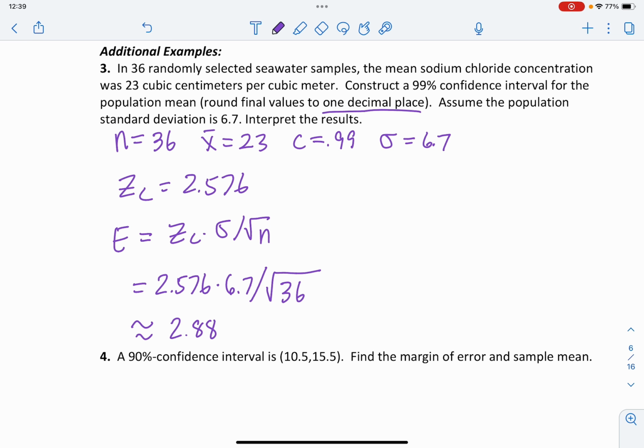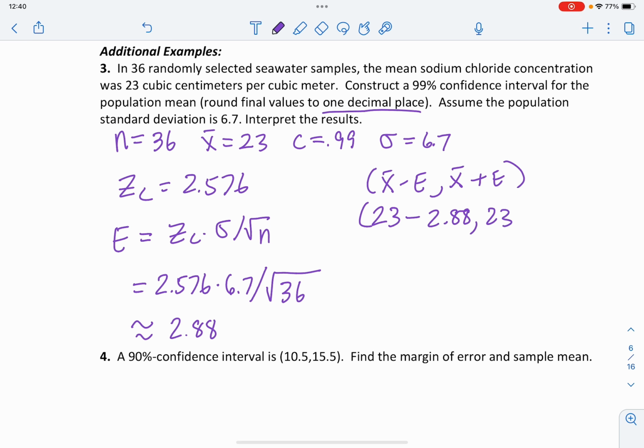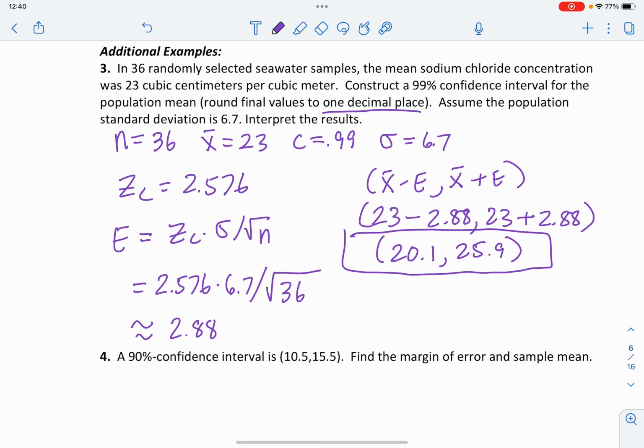And then finally, construct your interval. That's this little formula, right? Where we take the sample mean, 23, minus what we just found, 2.88, and then 23 plus 2.88, right? Take that sample mean, add and subtract the margin of error, and then we're going to round that to the final 1 decimal. So that's 20.1 and 25.9. Okay, there's our confidence interval, and we're mostly done.